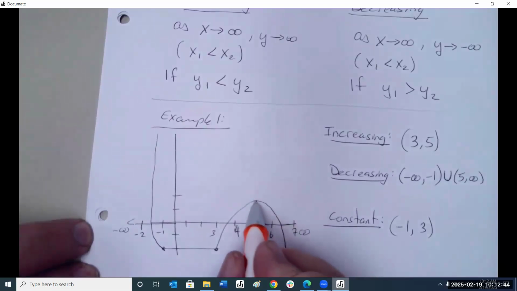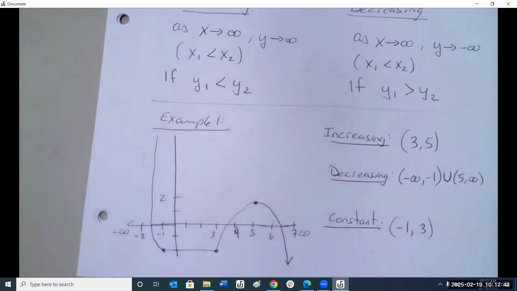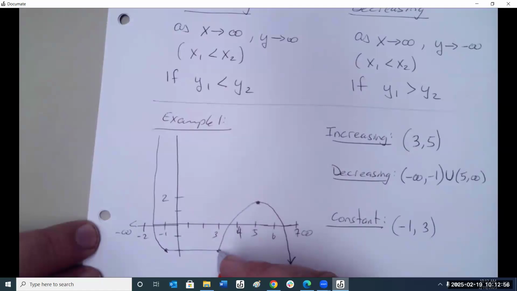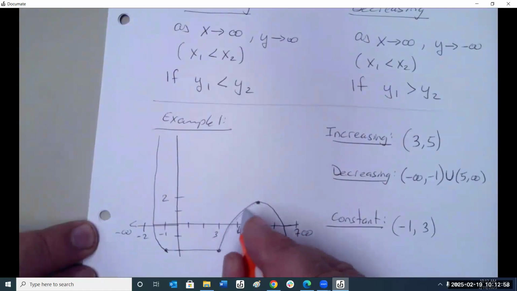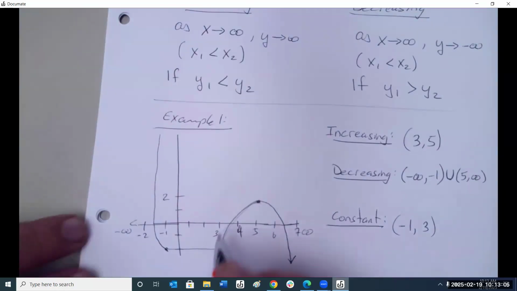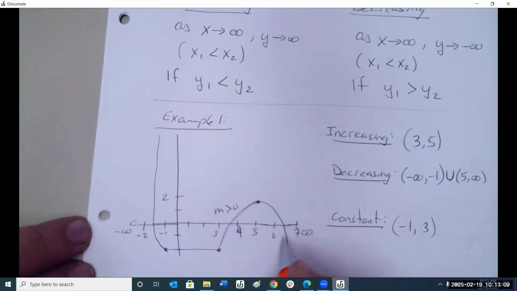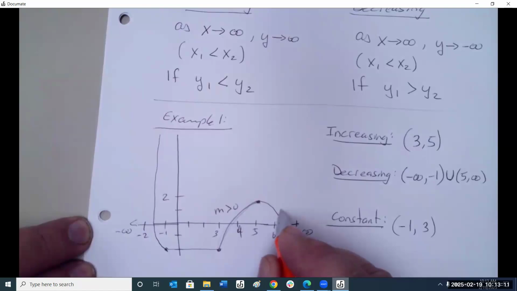What's happening up here at 5, 2? What's the slope at 5, 2? We know the slope. What's the slope on this side? Is it positive or negative? Yeah, it's positive because it's going up, so it's greater than 0. How about on the other side? So it's negative, it's going down.